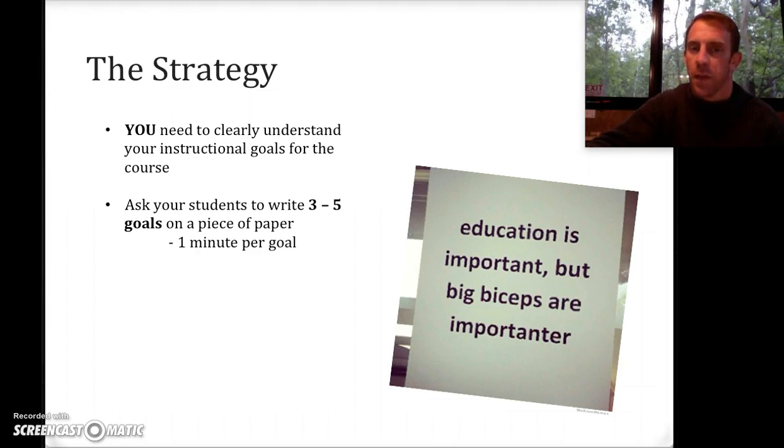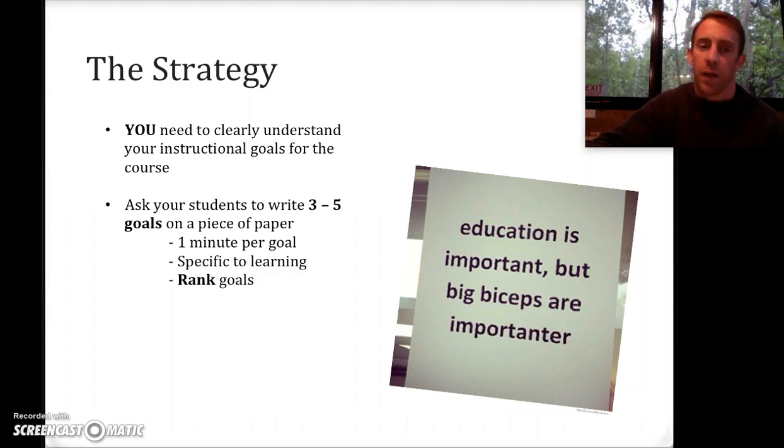They would need to be taking around 1 minute per goal. They need to be specific to learning, like I said. And then you need to ask the student to rank those goals. So if they had only one choice of the 5 that they put down, which one would they choose? That would be number 1, and then so on and so forth.